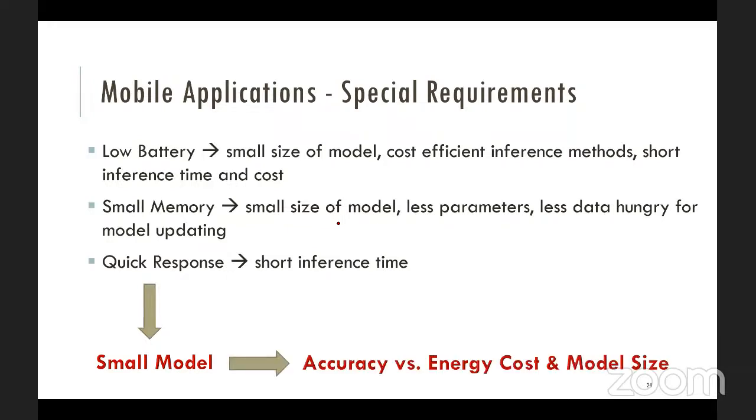Now, a small model means basically we need to compromise, right? There is a trade-off. At one end it is accuracy. So definitely when you are reducing your model, a lightweight model, accuracy, there will be a slight drop. But at the same time, because we need this energy and model size, that is most important for us, so we have to compromise. So we need to get a model with high accuracy, at the same time less energy, less cost, and small model size, right?